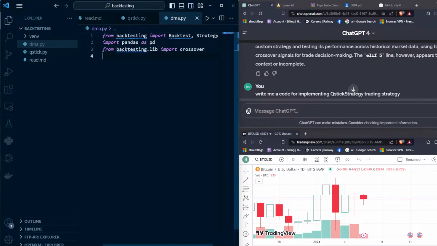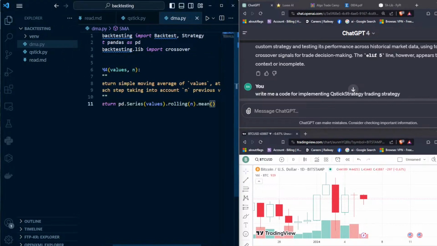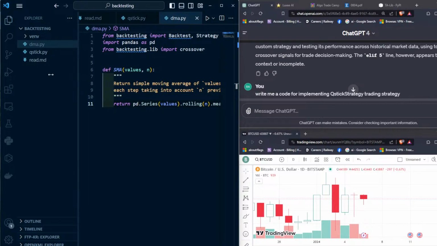So there is an indicator we need to set up for the trading strategy we're going to backtest, called SMA, and this is how we define it. Put this here.